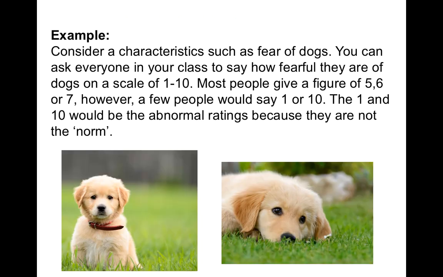So another example could be, consider a characteristic such as fear of dogs. You can ask everyone in your class to say how fearful they are of dogs on a scale of 1 to 10. Maybe not so much the puppies at the bottom of this page, but I thought it might help you remember. Most people give a figure of 5, 6 or 7. However, a few people would say 1 or 10. The 1 and 10 would be the abnormal ratings because they are not the norm.